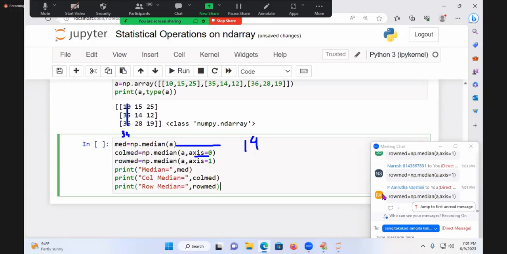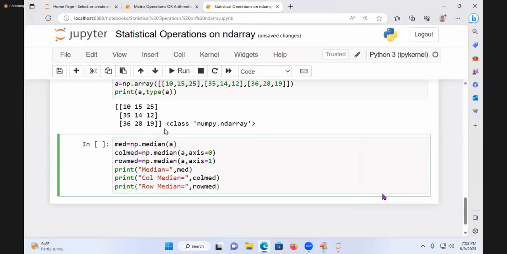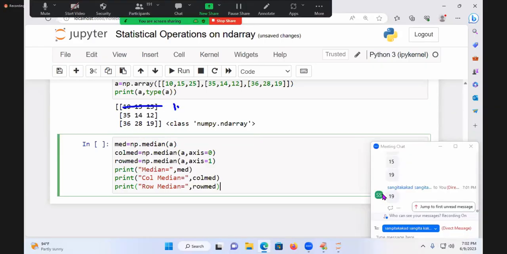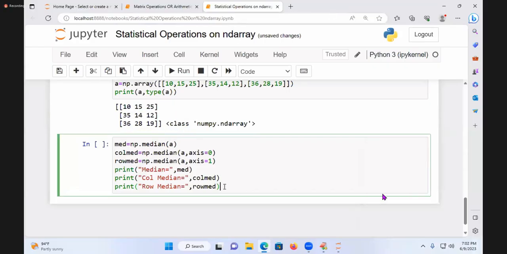35. Next, 15, 14, 28. What is that? 15, because these elements themselves are sorted. Next, 25, 12, 19. 19 is the answer for this part. Row-wise you take it: 10, 15, 25. 15 is the answer. 14 is the answer. 28 is the answer. You will get it. See the answer now.